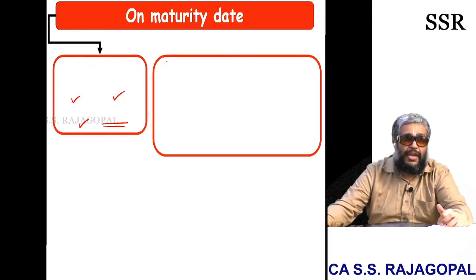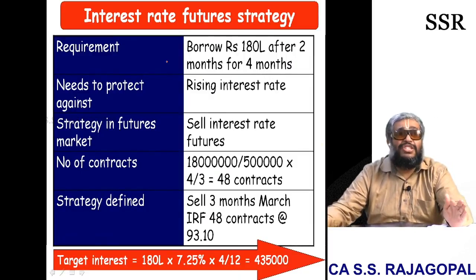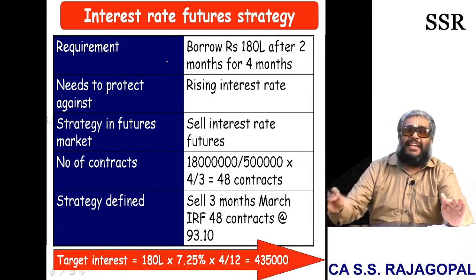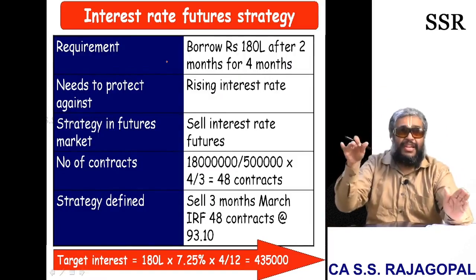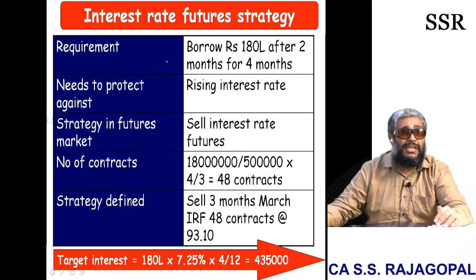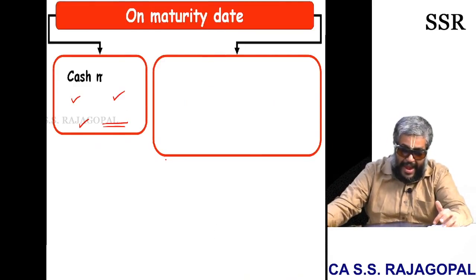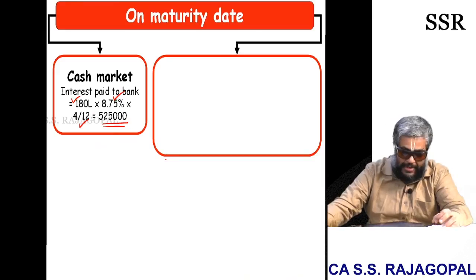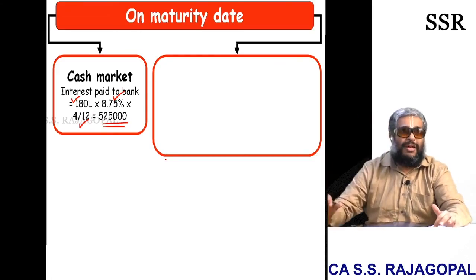Friends, you have to understand that had the interest rate not changed, LIBOR is risky because it keeps moving up and down. Had LIBOR not changed, I would have paid only 4,35,000 interest for my loan. But because of the LIBOR increase, I am forced to pay now 5,25,000. Had I not hedged, I would now be crying for 90,000 extra interest. But don't worry, the futures market is the response.